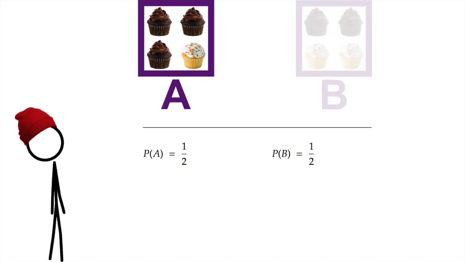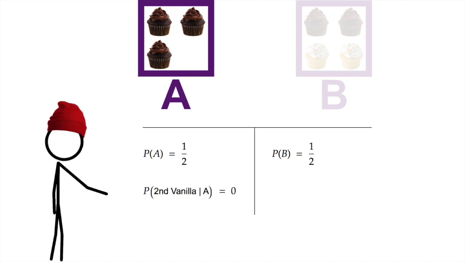Alright, so if we choose box A, it has only 1 vanilla cupcake in it, so we take it out and eat it. Then there's only 3 chocolate ones left, and the second cupcake we choose has to be one of those chocolate ones. So if we choose box A, the probability of choosing a second vanilla cupcake is 0. Well, yeah, no vanilla.